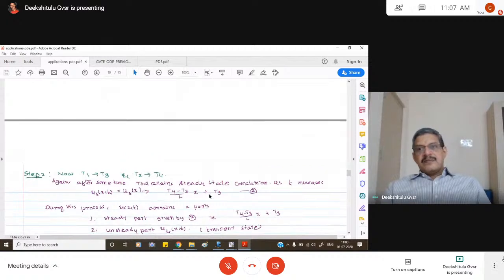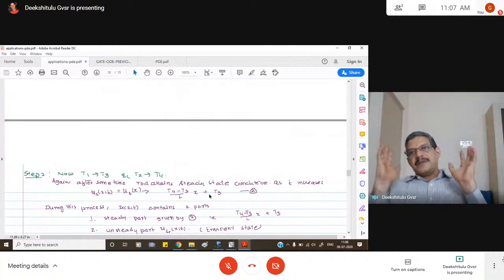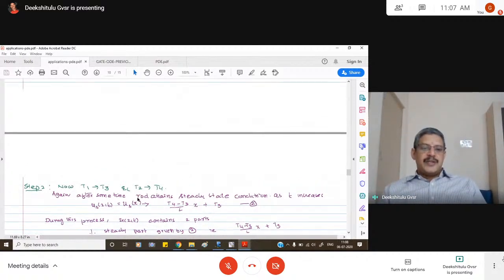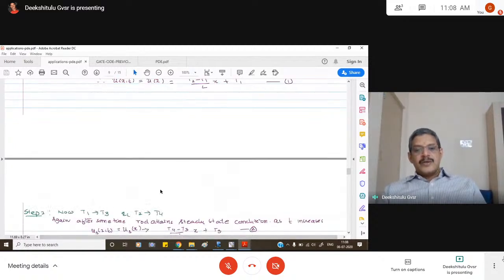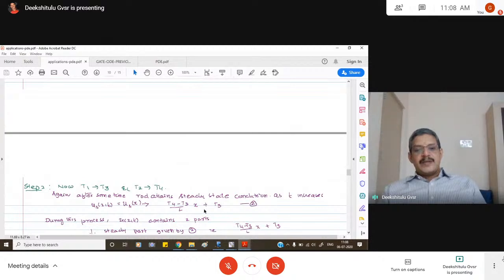Then, once the steady state condition is achieved, the temperatures are changed. So T1 becomes T3 and T2 becomes T4. Again, after some time, the metal rod attains steady state conditions as t increases. Then u_s(x,t) becomes ((T4 − T3)/L)x + T3, following the same formula, because the new temperatures are now T3 and T4. Call it equation number 2.